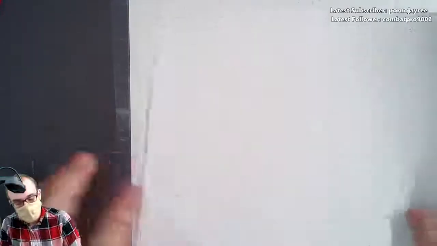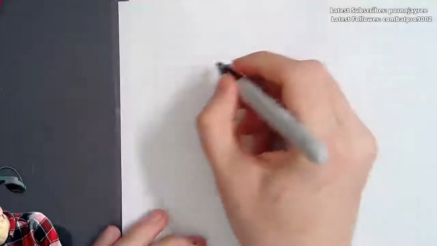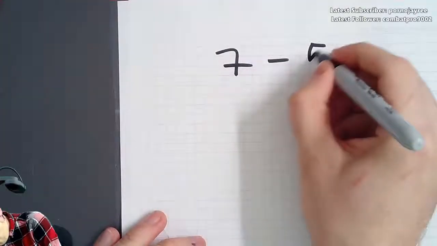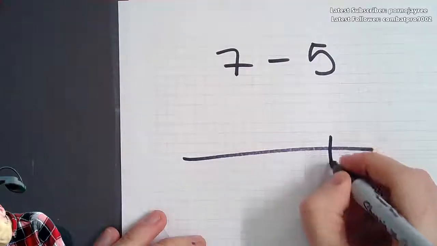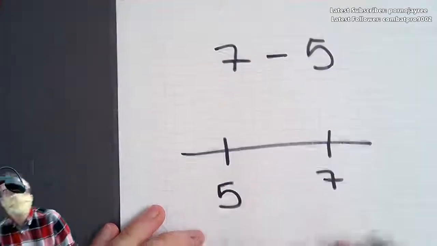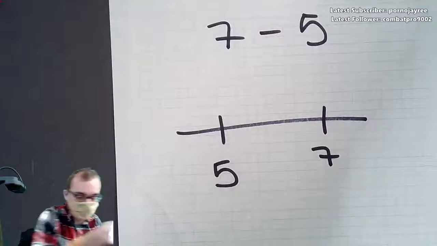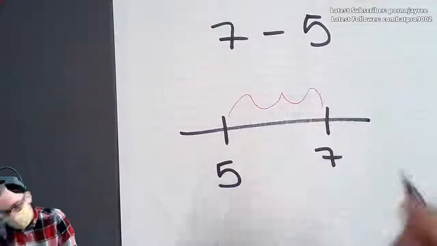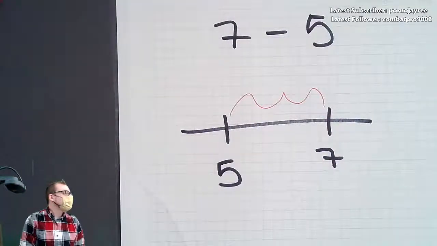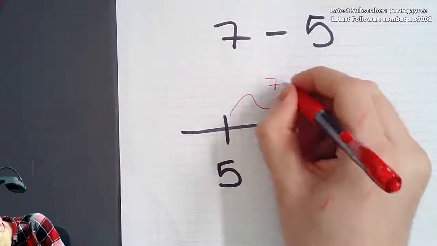Why are we talking about this? Because today we're talking about subtraction. And subtraction is distance, yeah? So when we're asking a question like 7 minus 5, what we're really asking is, how far apart is 5 from 7? Distance is this thing. How far are they apart? Well, it's whatever 7 minus 5 is.